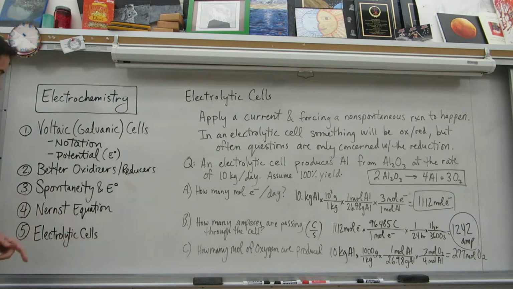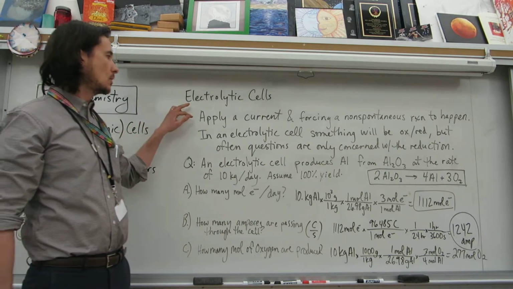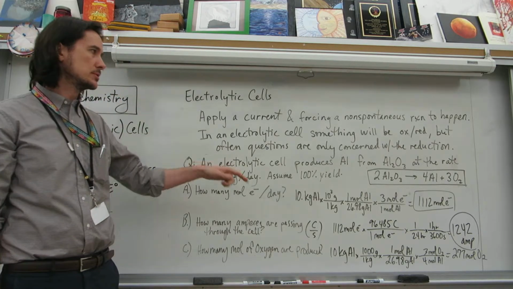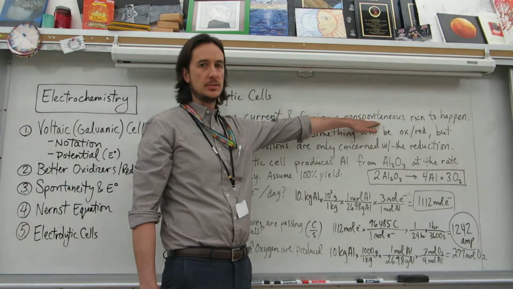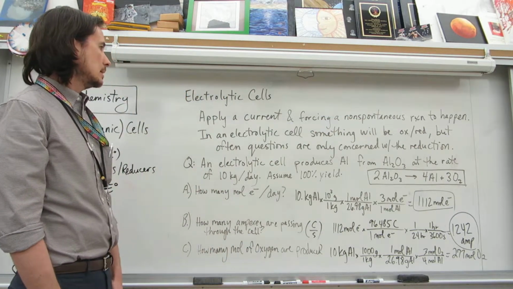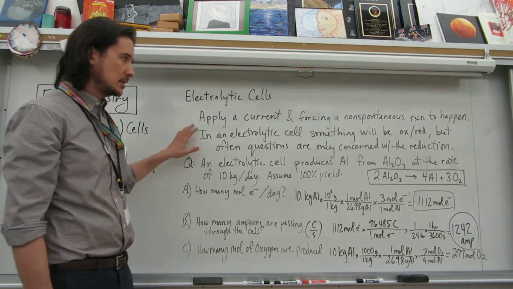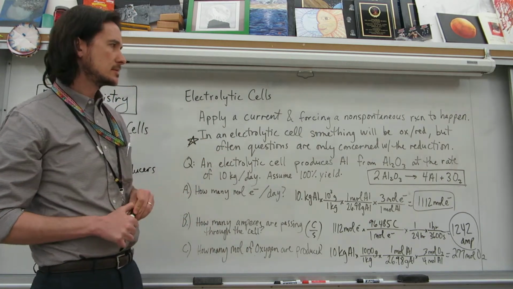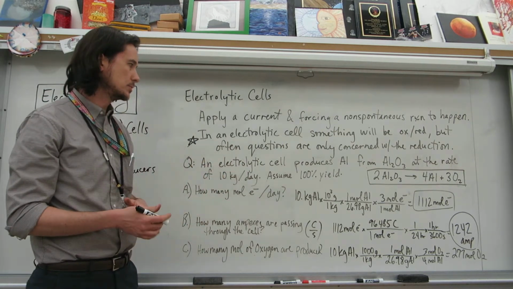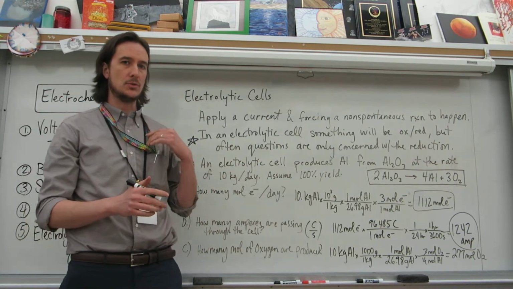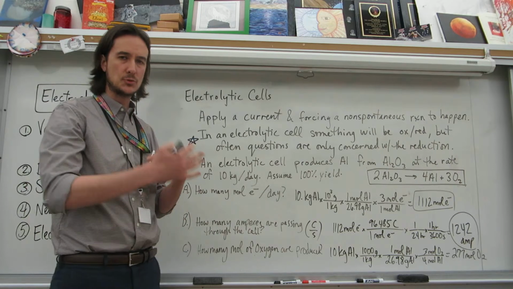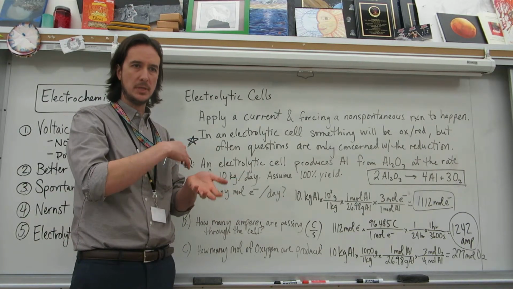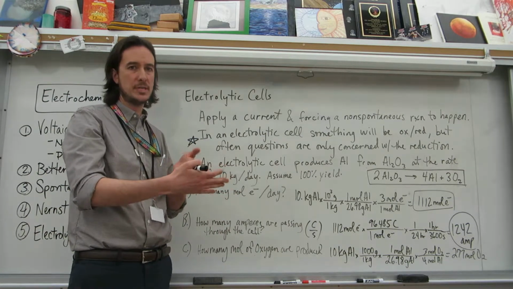So last thing, we got electrolytic cells. These are when we apply a current and we force a non-spontaneous reaction to happen. So an electrolytic cell, this is something to point out. Something's going to be oxidized, something's going to be reduced, but often the questions are concerned with the reduction. Like you might be electroplating something and you're wondering, well, how much metal is plated? We're talking about the reduction of the metal.